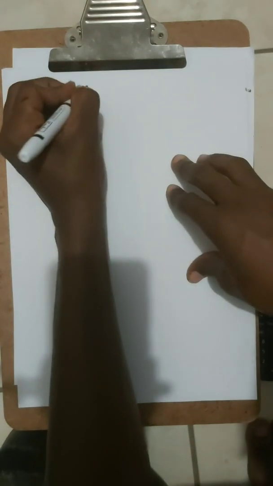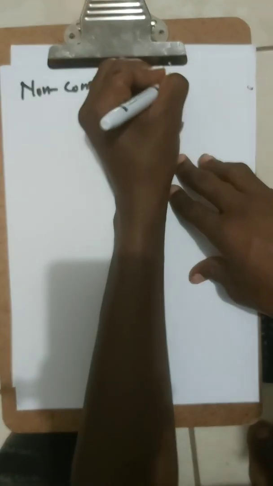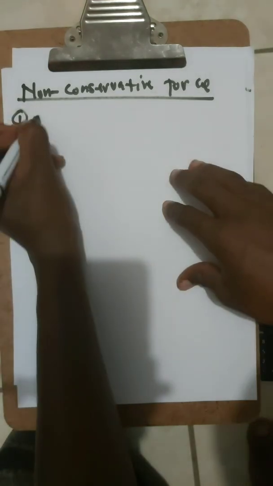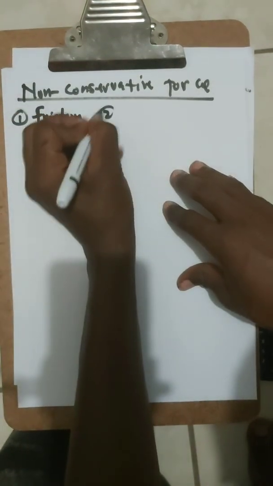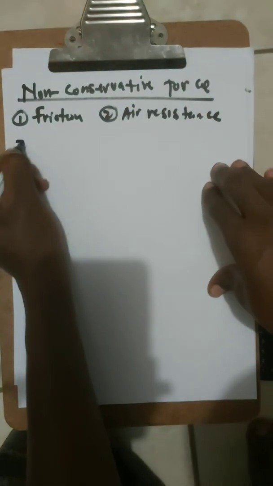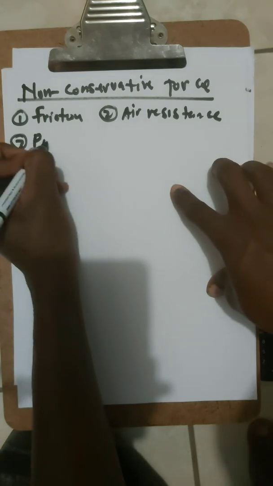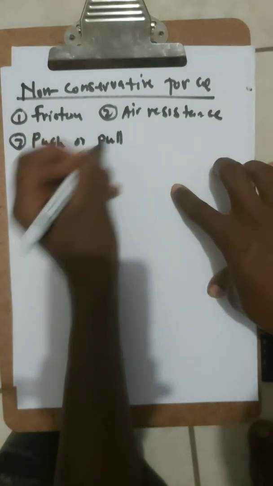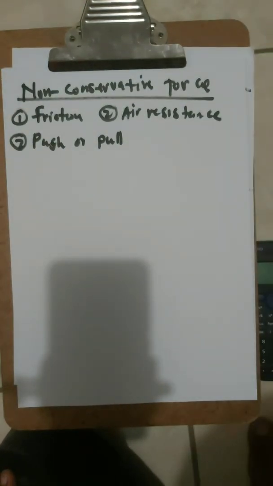Now let's check the work done by a non-conservative force. I will only introduce the non-conservative force. Non-conservative forces are wasteful forces. It's basically the opposite of a conservative force. So we have: 1, friction. 2, air resistance. And then 3, push or pull. Normal force, applied force, push or pull, can be everything.